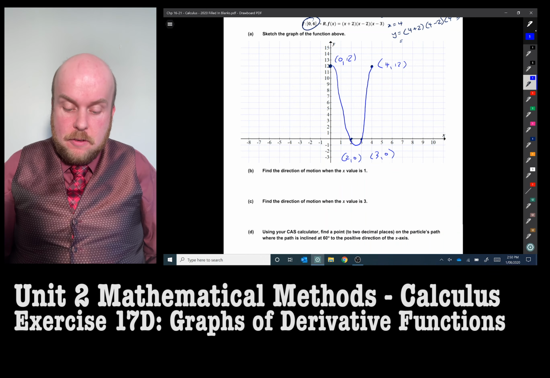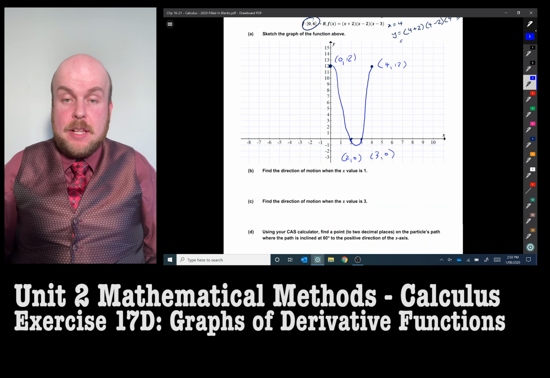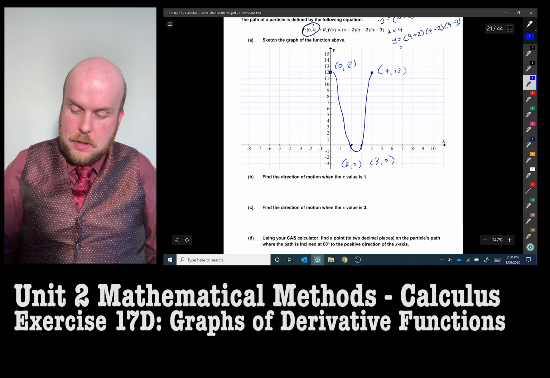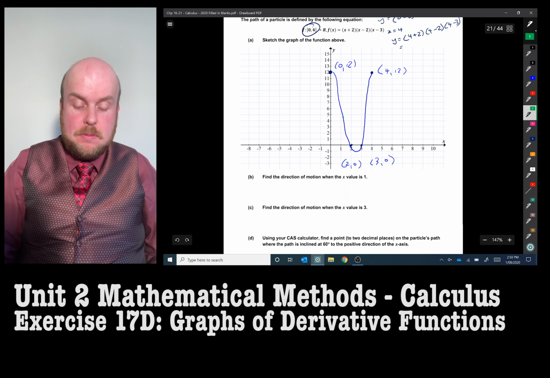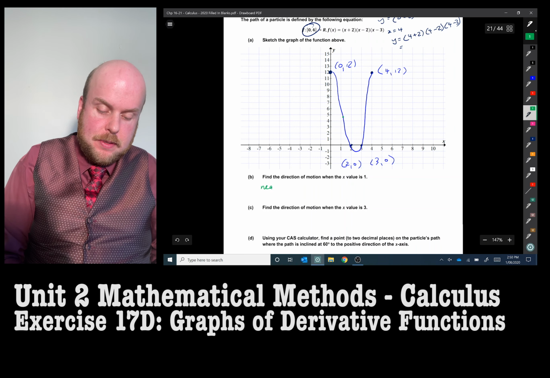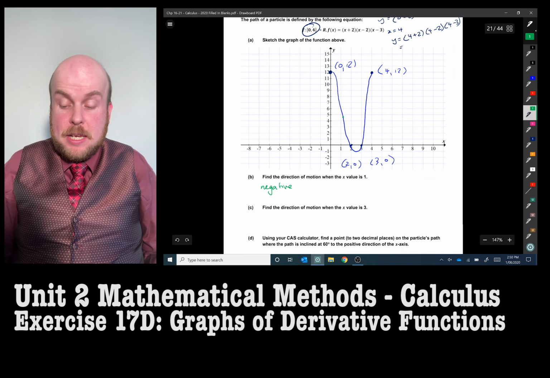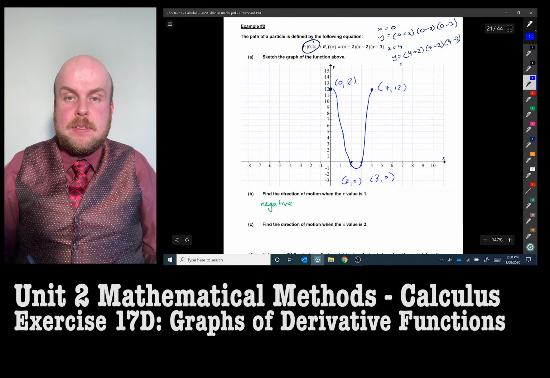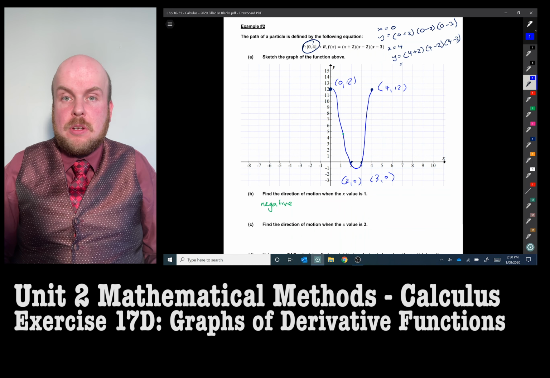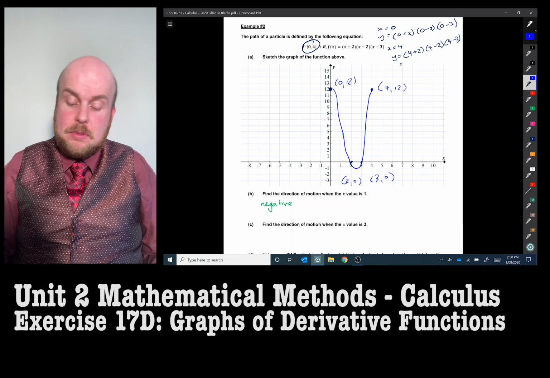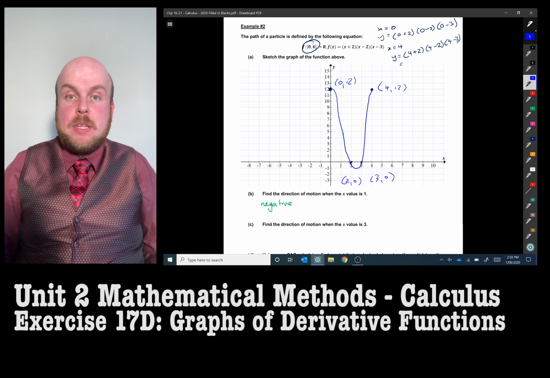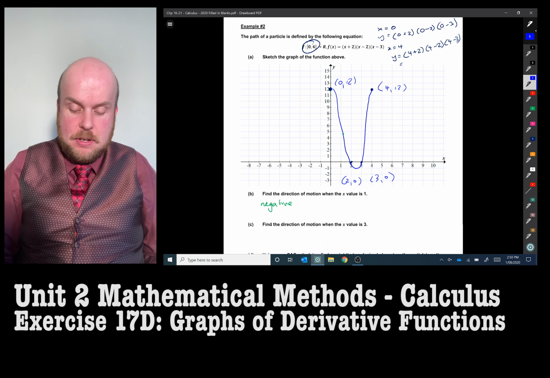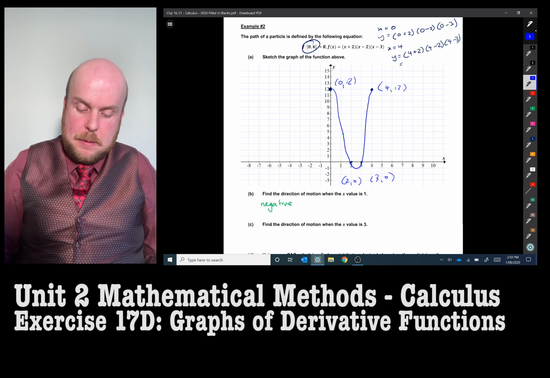Find the direction of motion when the x value is equal to 1. So we can see when x is equal to 1 here, it's going downwards, so it'll be negative. But if we need to find a number, we'll need to expand this cubic. We can actually use our concept of derivatives to find the actual number for when x equals 1, what the actual rate of change is. Here it just says find the direction of motion. We can just say negative at this point because it's sloping downwards.